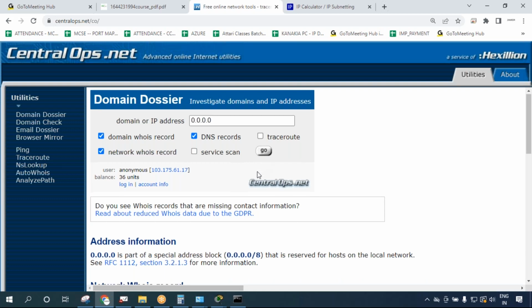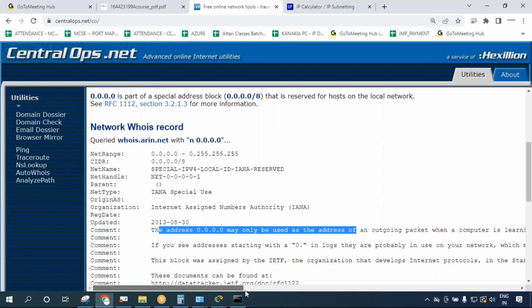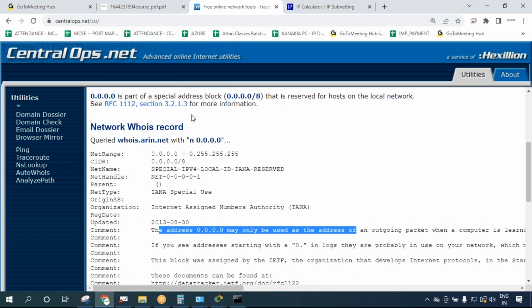Who has taken 0.0.0.0? 0.0.0.0 cannot be used. The entire 0 range cannot be used. IP addresses starting from 0 cannot be used. They may be used as outgoing packet addresses, which I will explain in the routing lecture. 0.0.0.0 is used for routing. Okay, it is used as a routing address.